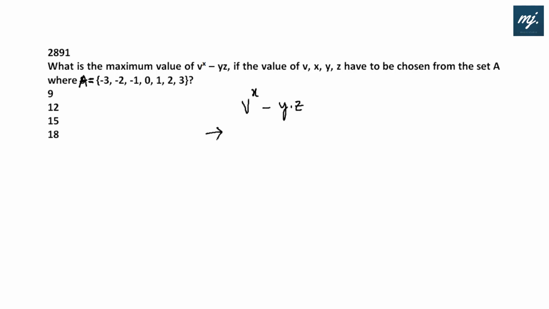That's clear. We cannot repeat these digits, or else 3 to the power 3 would be 27, and we might end up getting a value of 27 or higher than 27 if these values can be repeated. But none of the options is more than 27, so these values can't be repeated. Now let me try to maximize v to the power x.